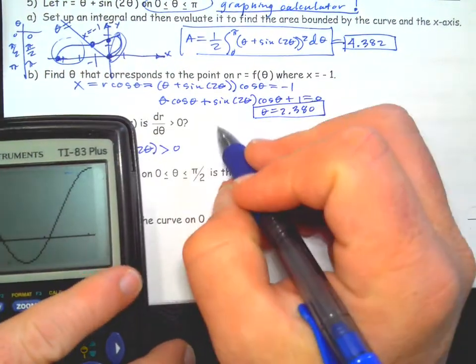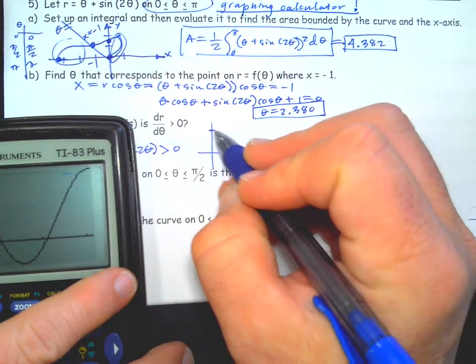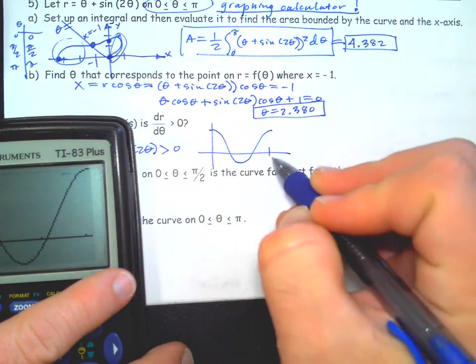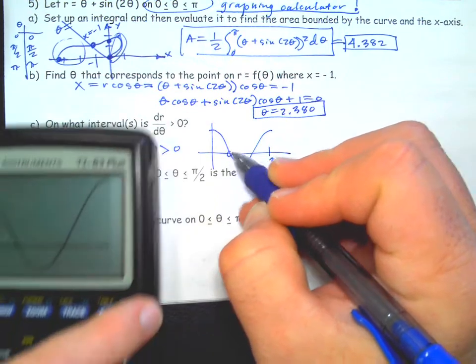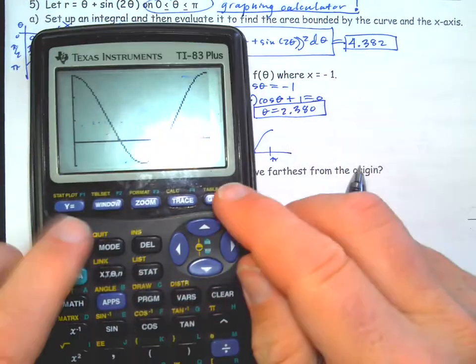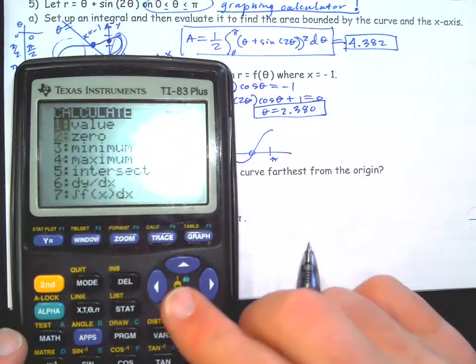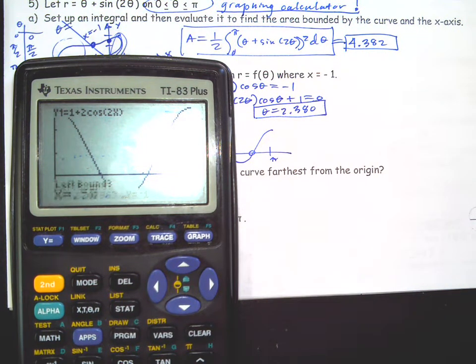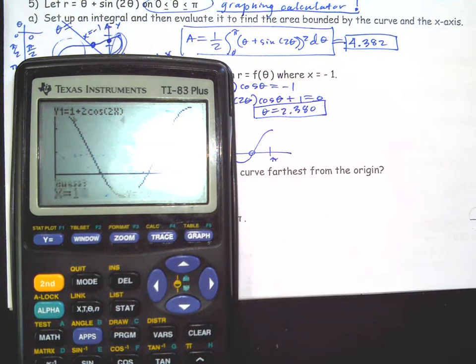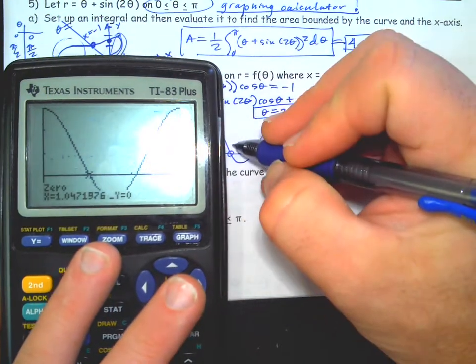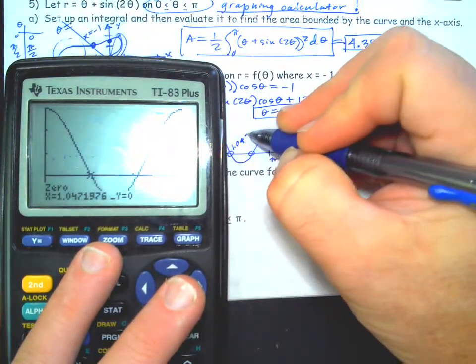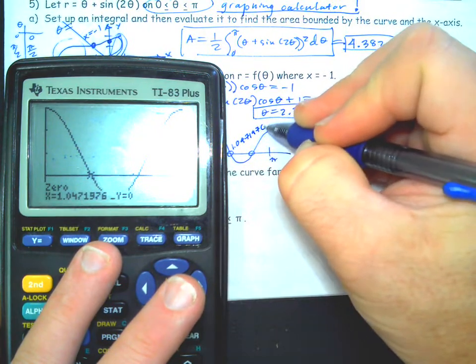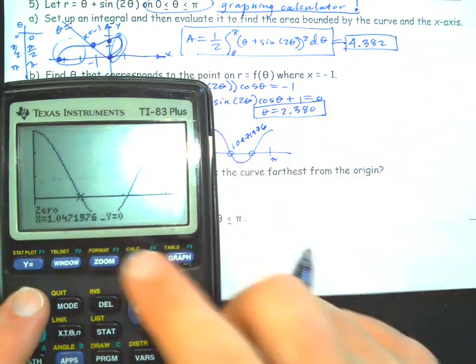So we're trying to find those points right there. So you do a second calc 0. You say, well, looks like there's one between 0.5 and 1.5. I'm going to guess 1. And it is 1.047196.